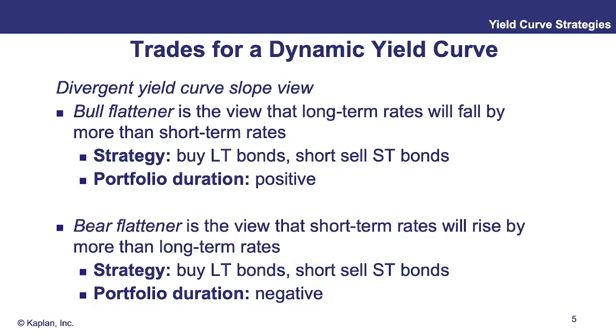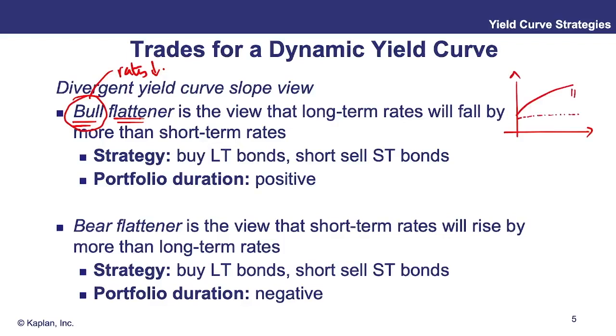Okay? If we have a bull flattener view, the process is: bull means we think rates are going down, so bond prices are generally going up. Flattener means that we expect the curve to get flatter at the same time. So if we start off with a yield curve like this, we expect rates to come down and the curve to get flatter. So something like that.